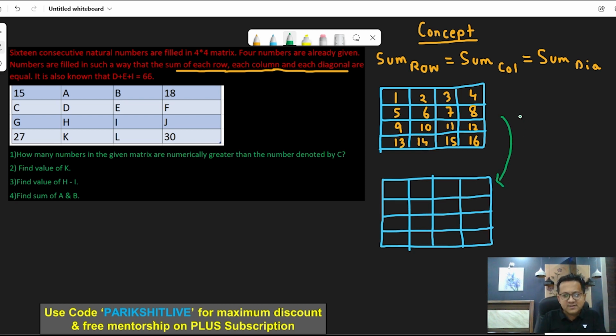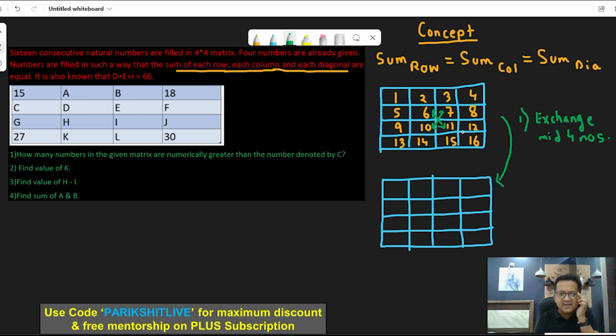Step 1. What is step 1? I'm writing down the steps. Step 1, exchange the middle 4 numbers. Can you see? 6 and 11, 7 and 10. Exchange the middle 4 numbers.